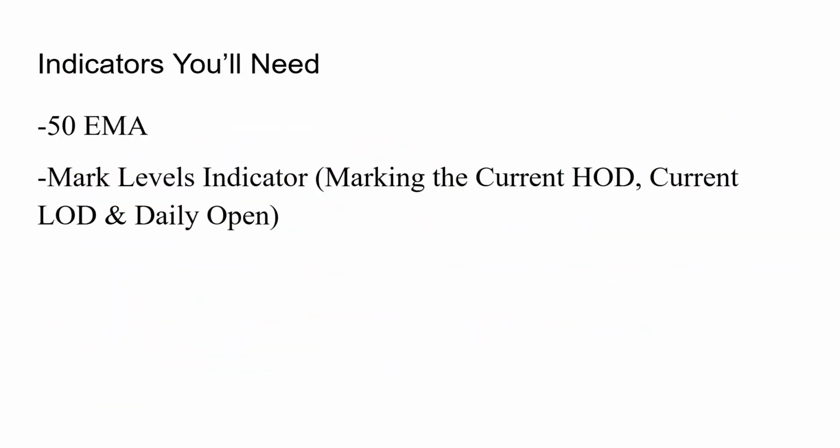Okay, so now, the indicators you're going to need on your chart are just the 50 EMA and the mark levels indicator. And you need to be sure your mark levels indicator finds the current high of the day or low of the day and the daily open price. That's all mark levels need to show. You don't have to worry about prior day low, prior day high, weekly high, and all that type of stuff. You don't have to worry about it.